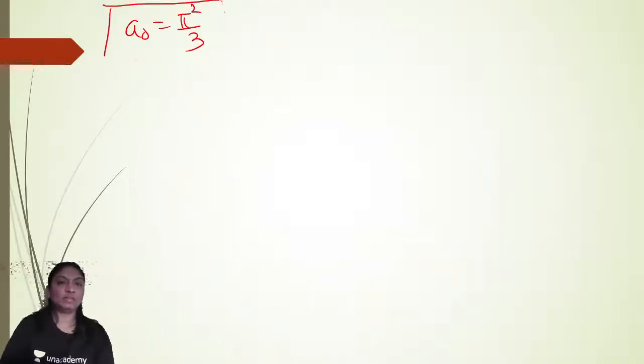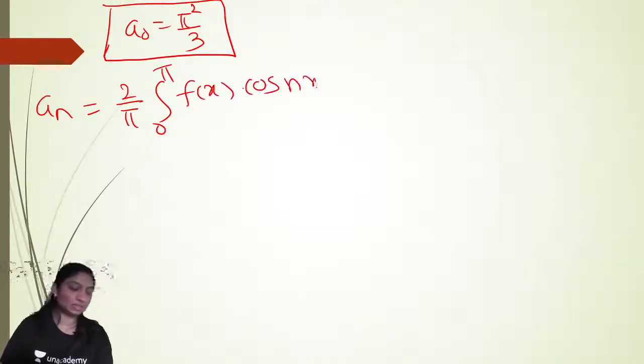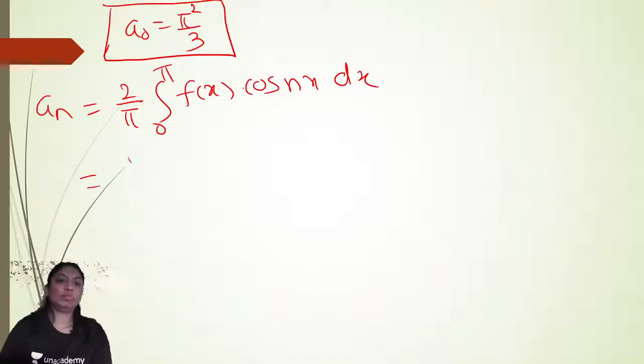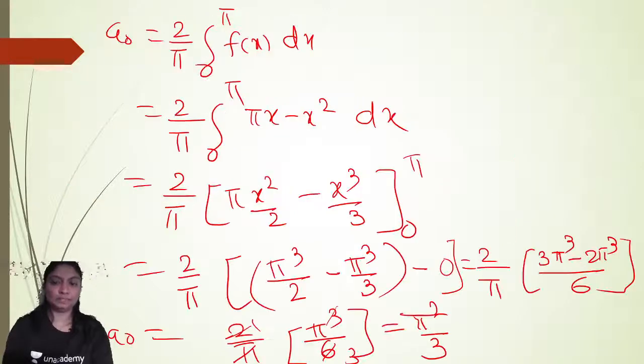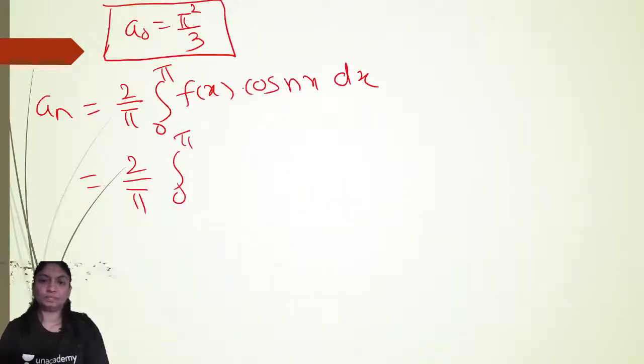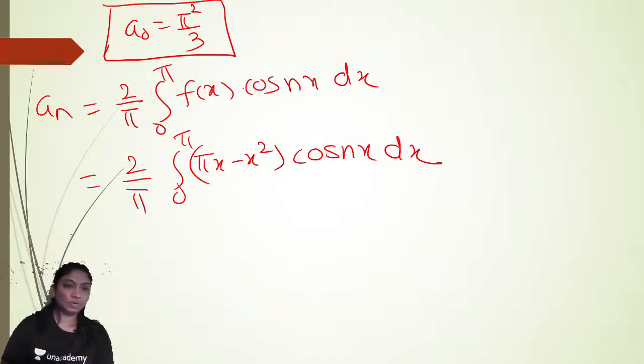Now exactly in a similar way we will calculate an. an is equal to 2 by pi integral from 0 to pi f of x into cos nx dx. So here 2 by pi integral from 0 to pi, f of x is pi x minus x square, right? Pi x minus x square into cos nx dx. So here you will get 2 by pi into bracket.